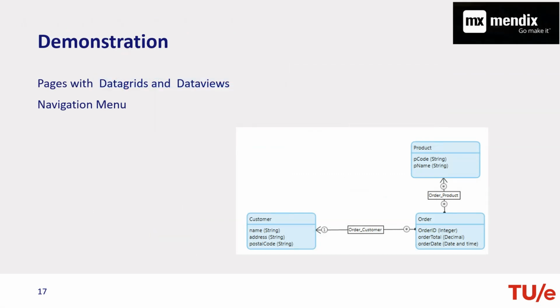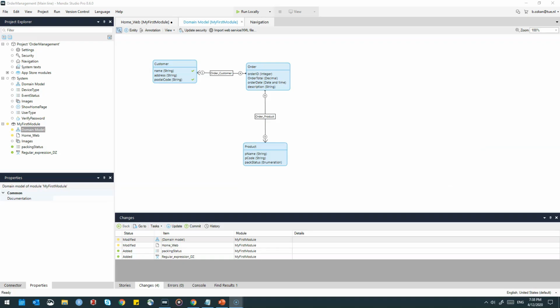Now, let's switch to Mendix to create pages, data grids, data views, and configure the navigation menu for the order management toy project. In this demonstration, I will create separate pages for customers, orders, and products, and add menu items to the navigation menu for each page.